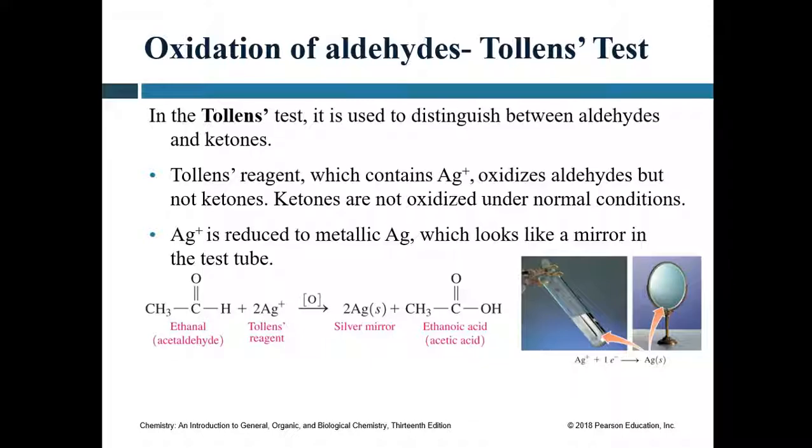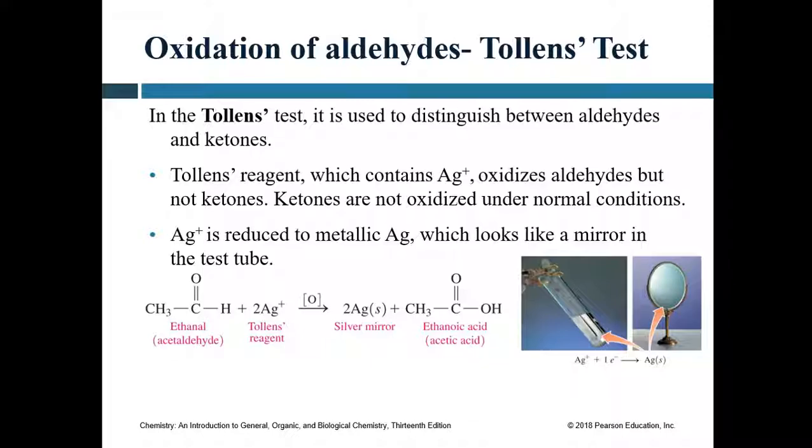But anyway, the Tollens silver mirror test is used to distinguish between aldehydes and ketones. The Tollens has this silver ion, which easily oxidizes aldehydes, but it does not oxidize ketones. So ketones are not oxidized under normal conditions. That's kind of a key point here.